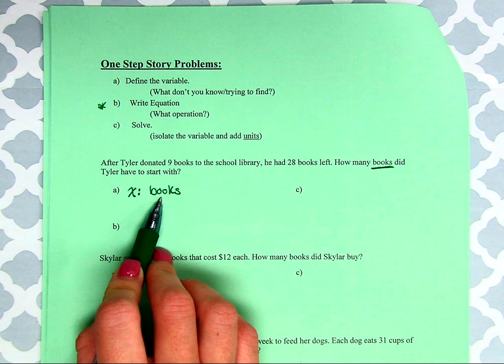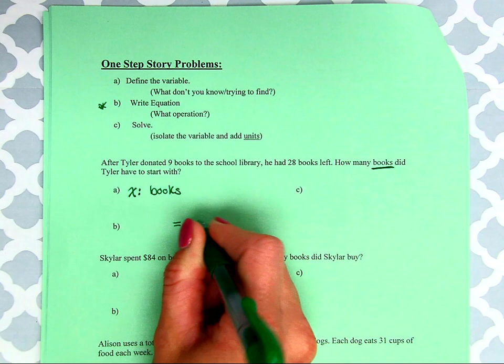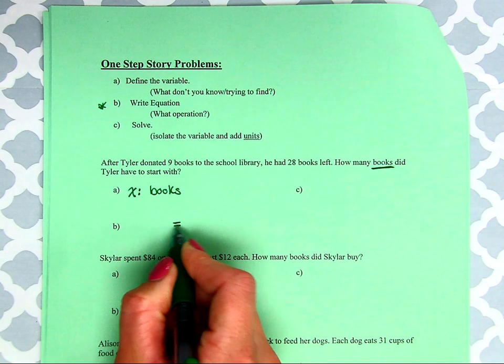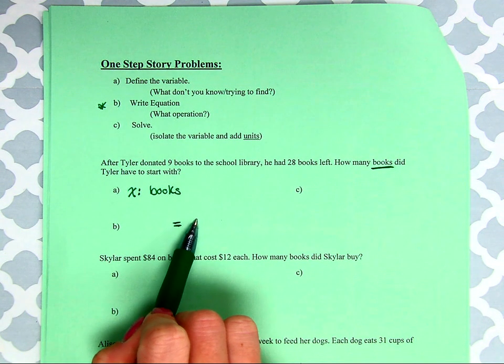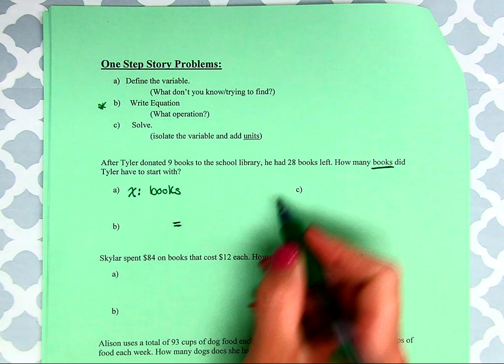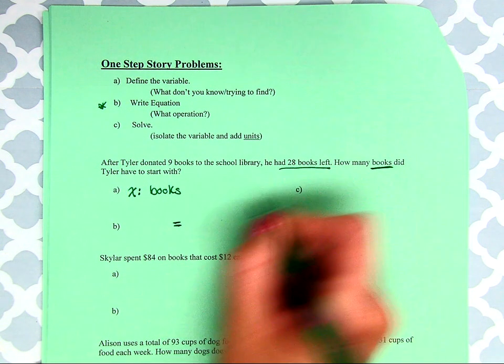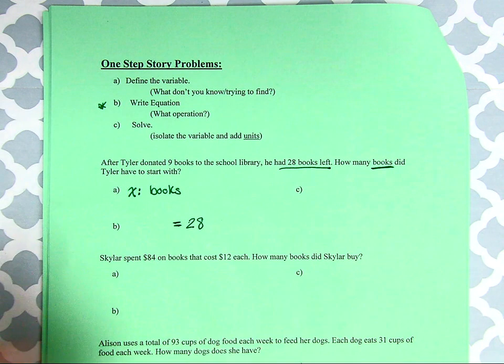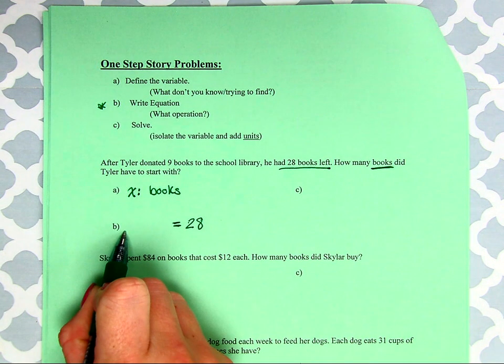Writing an equation, we normally have a total on one side of the equal sign. An equation has to have an equal sign. So I always look for some type of total. In this case, my total is how many books he had left at the end. So we had 28 books at the end. So he started with how many books?